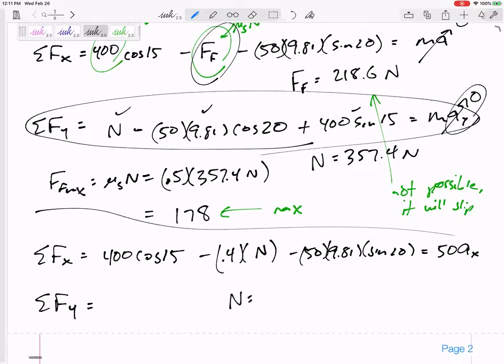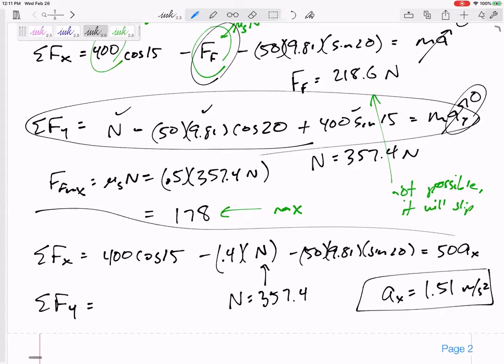these values, especially for n, these values stay the same. This is still 357.4. I can plug that in right there and solve for a_x. 1.51 meters per second squared.